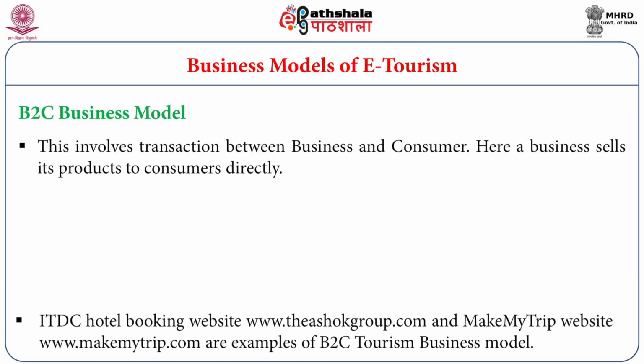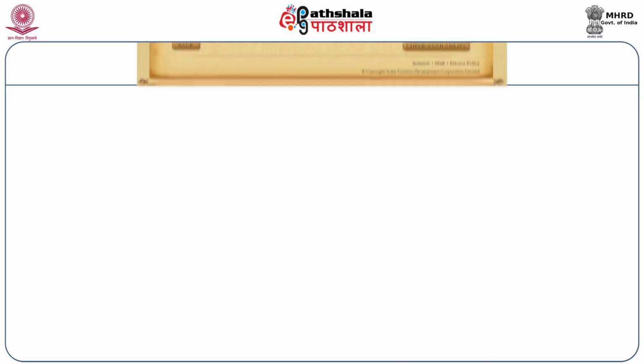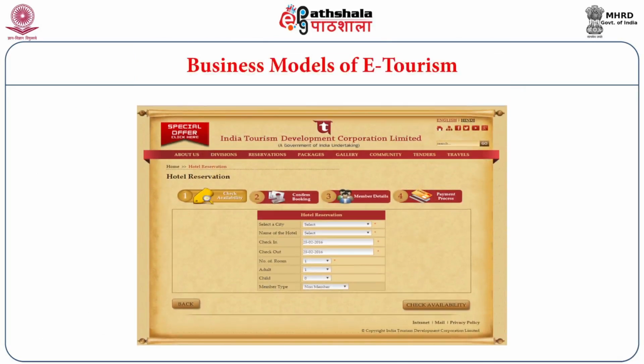ITDC hotel booking website, ashokagroup.com and Make My Trip website, makemytrip.com are examples of B2C tourism business models. So this is the screenshot of the ITDC Ashoka Group hotel website, where as an end user, you or I can go to that website and book a hotel room using this web page. Which means the hotel is directly selling the hotel room to the customer.